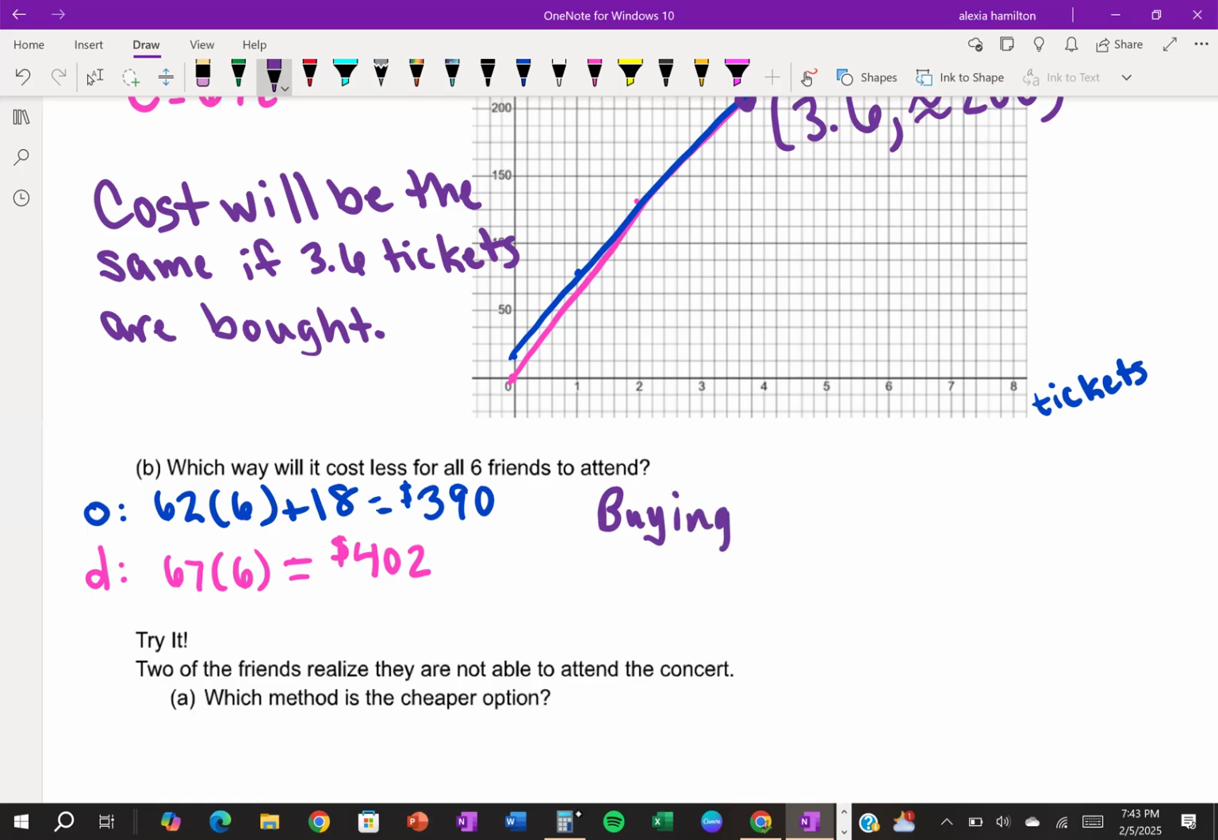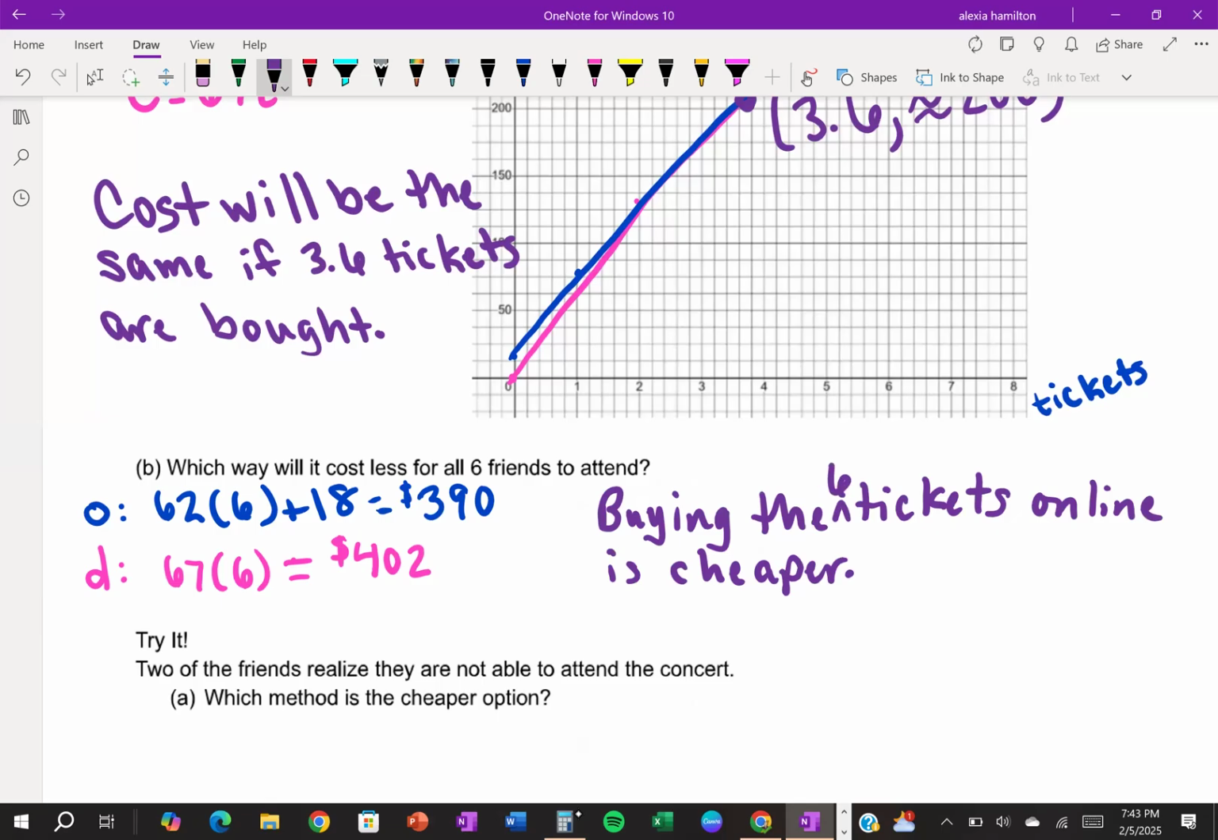Buying the six tickets online is cheaper. Okay.